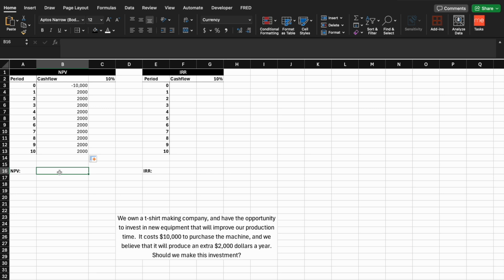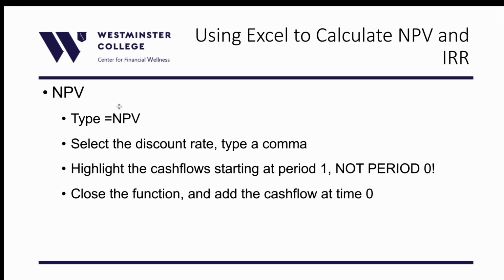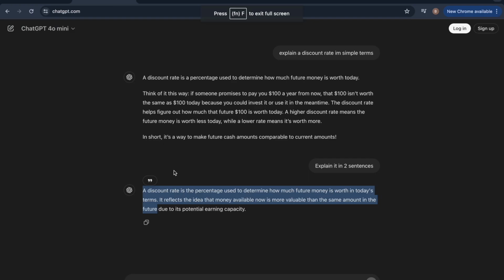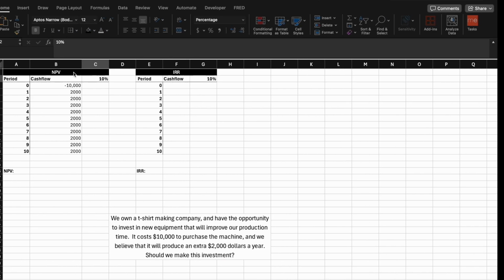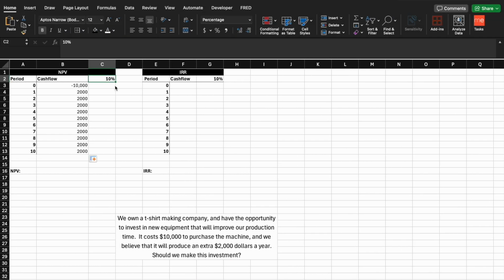So I should have specified that here, but just so you know. Now, the way that you use NPV is once you have the cash flows and once you have the discount rate. This is super important. Now, you'll remember I actually just asked ChatGPT to give me the definition of a discount rate, and I just want to read this because I thought it was super easy. A discount rate is the percentage used to determine how much future money is worth in today's terms. It reflects the idea that money available now is more valuable than the same amount in the future. So just a quick reminder of what discount rate is. I just wanted that condensed down to 2 sentences so I didn't keep talking and make this video longer.